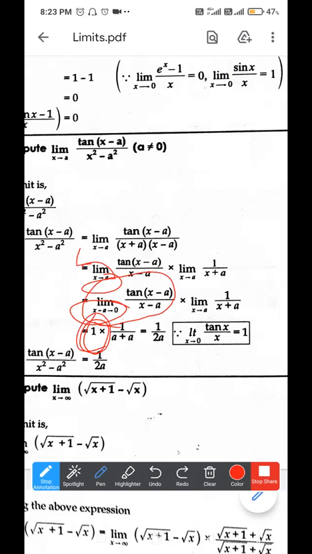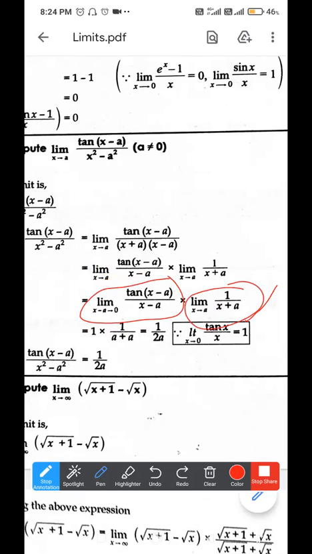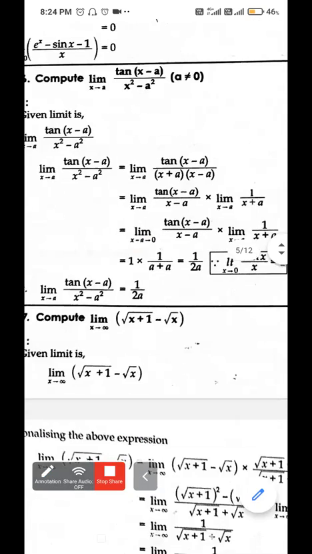Now apply the limit over here. Instead of x, write a. Instead of x, what we have to write? We have to write a. 1 by a plus a, that will be 2. We are applying this formula over here. Okay, and you're directly substituting the limit over here.